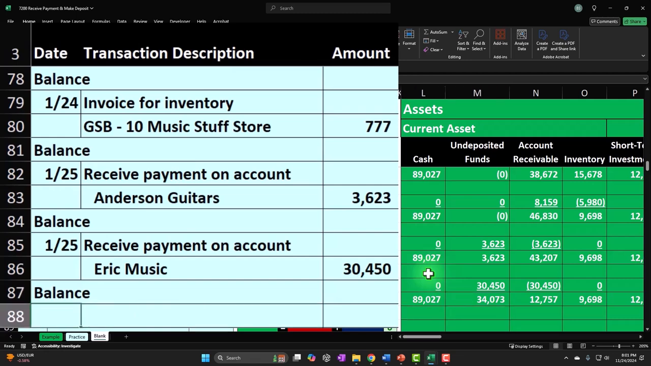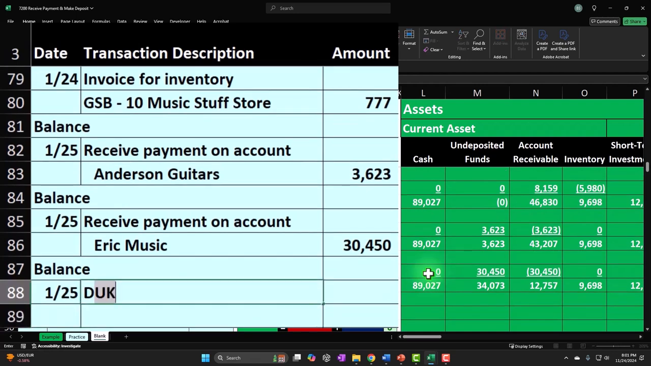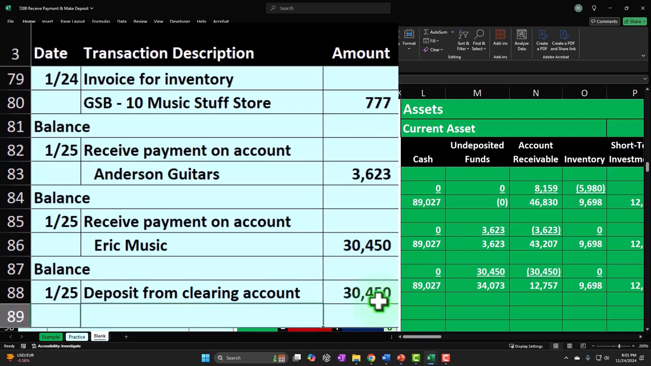So we're going to say this is going to be 125, and we're going to say this is going to be a deposit from the clearing account. The clearing account is what I'm calling this undeposited fund because it's just a holding account until we get the money properly grouped to put into the checking account. This is going to be for the $30,450. Checking account's going up, so we're going to the bank.